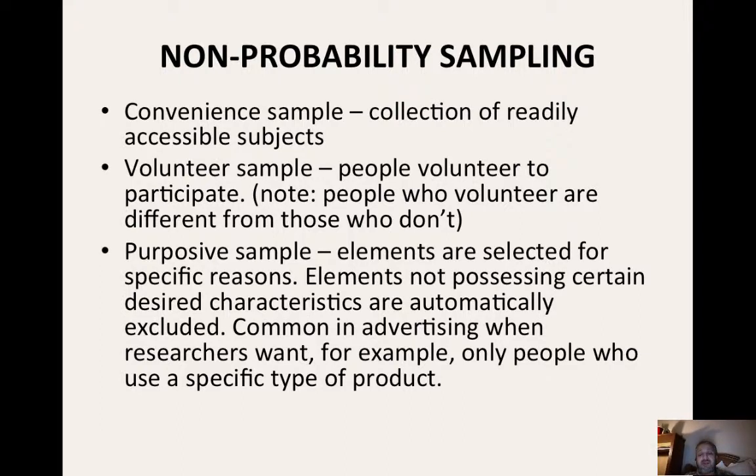There's also purposive sampling, which is when you select elements for specific reasons, right? I'm going to select this particular set of newspaper articles because they directly address what I want to study, for instance. This is common in advertising when researchers want, for example, to study people who use a specific product type. Right? I only want to study people who use Dove soap. That's all I want to study. So I use this purposive sampling technique.